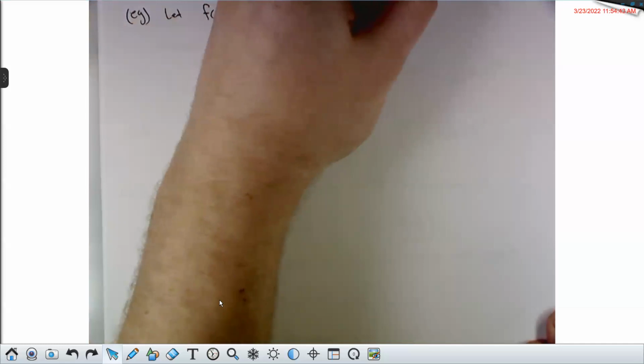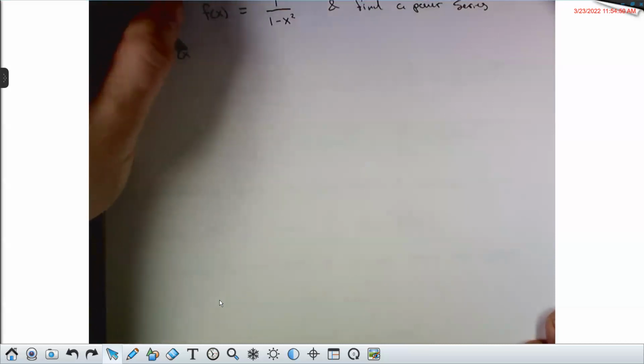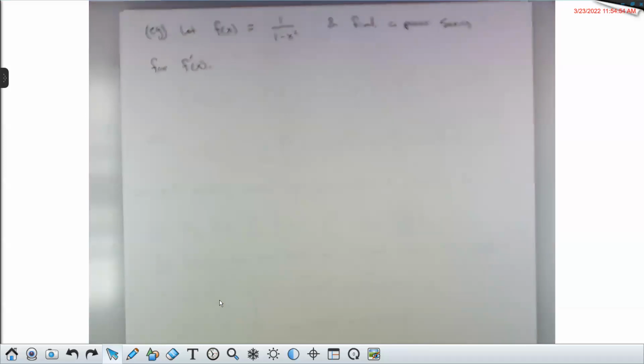So, example time. Let f of x be 1 over 1 minus x squared, and find a power series for f primed of x. What I'm going to do is find a power series for this thing and then differentiate it.